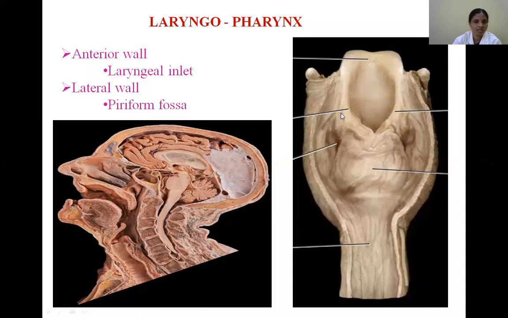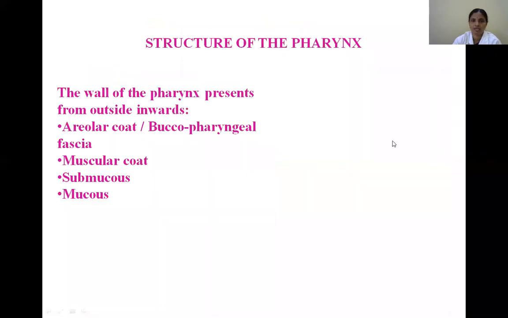glossoepiglottic fold. It is not clear in this picture. Okay, I will show in another picture. So this is the pyriform fossa, which is a depressed area on the lateral wall of the laryngopharynx. Now coming to the structure of the pharynx.